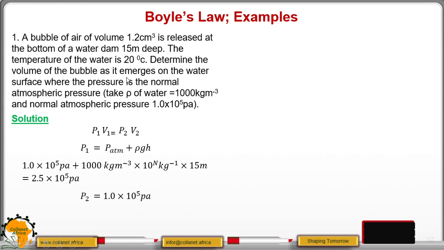Then pressure P2. Remember, now the bubble has emerged on the surface of the water, and therefore there is no column of water above it. Therefore, pressure P2 will be just the atmospheric pressure. Then V1 is given as 1.2 cubic centimeter. We are looking for the V2.